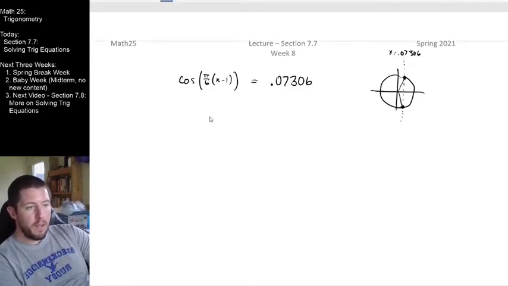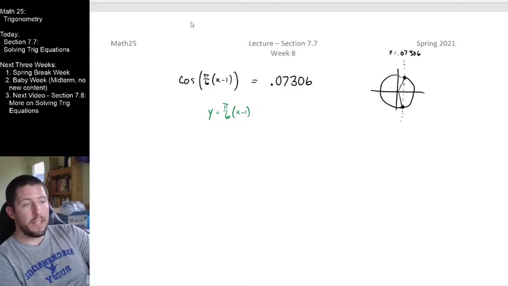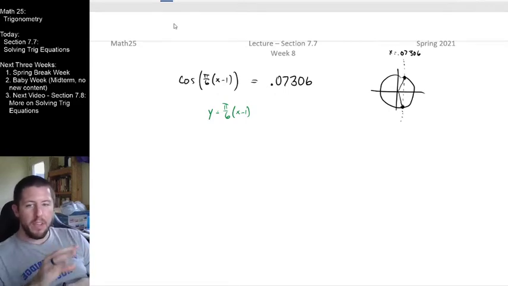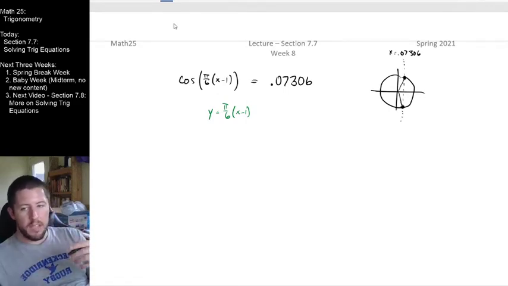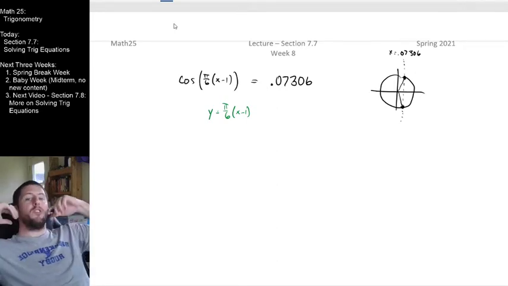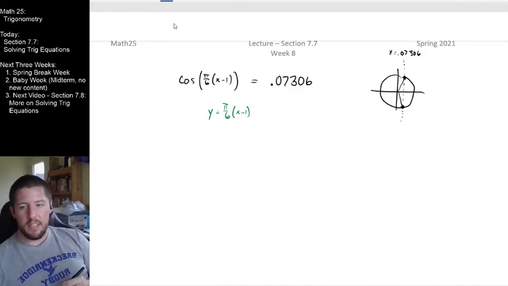So what I want to do is make a new variable, and I'm going to say, let y be pi sixth times x minus 1, right? That's my little variable swap. Every time I do this, I'm saying I don't want to think about the pi sixth and the minus 1 yet. I just want to undo this cosine part. This is me trying to handle each component piece by piece, rather than doing it all at once, which is too much. So this is me saving some work for later.